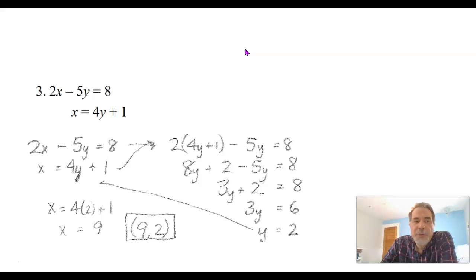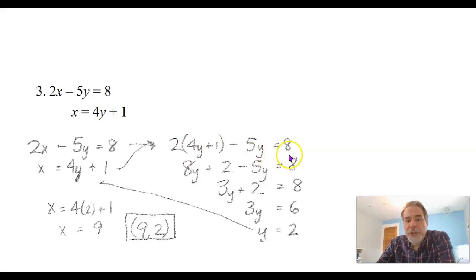Number 3. Because of the way this one's set up, it's probably easier or more natural to do it by the substitution method, because one of the equations is already solved for x. It tells you what x is equal to, so you can substitute that in place of x in the other equation. So instead of 2x minus 5y equals 8, when you make the substitution, you get 2 times 4y plus 1 minus 5y equals 8.